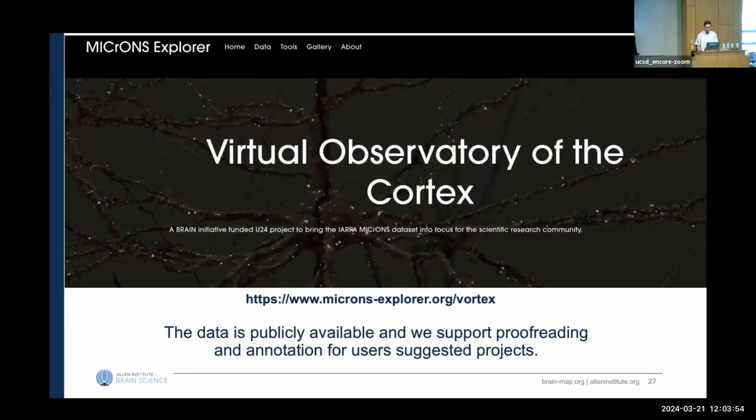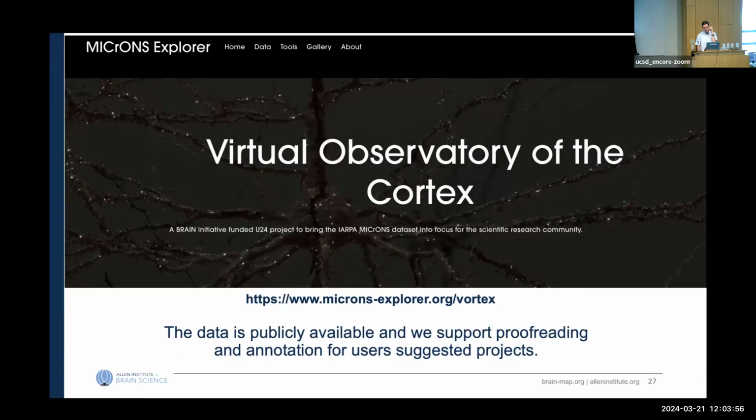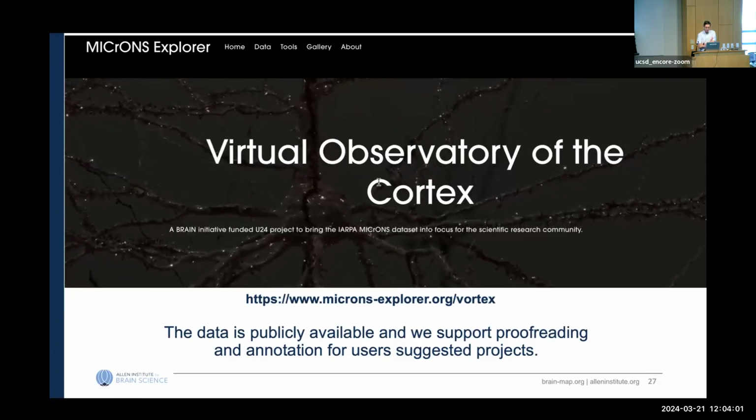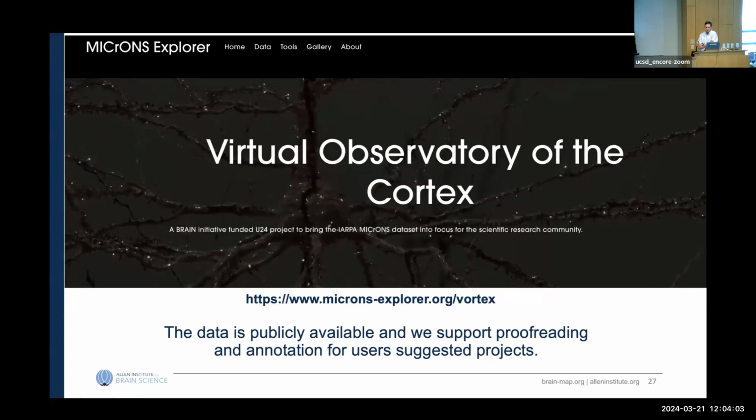Anyway, you can go check this out. This is an implementation here of all this data. It's publicly available data. There are projects you can get involved with from here. It's called the Virtual Observatory of the Cortex, and there's the URL right there. It's a really cool way to dive deeply into the EM data.